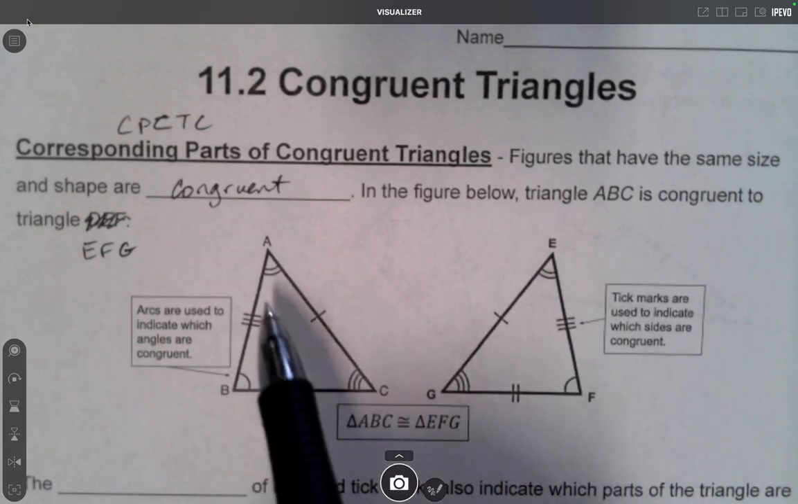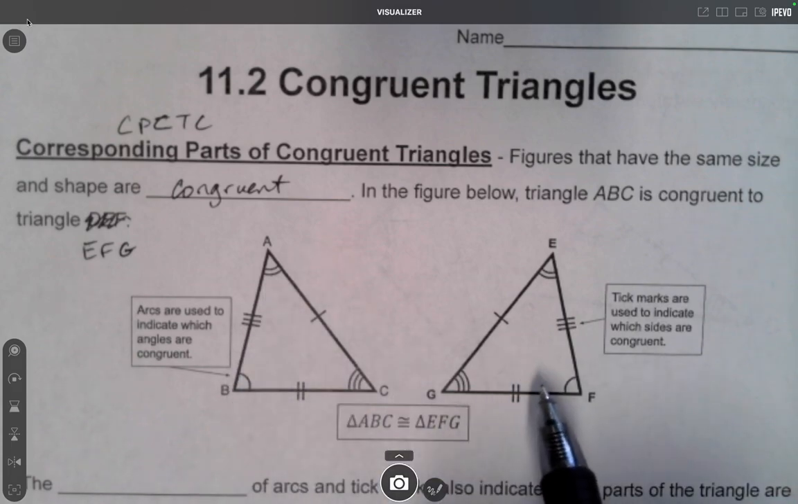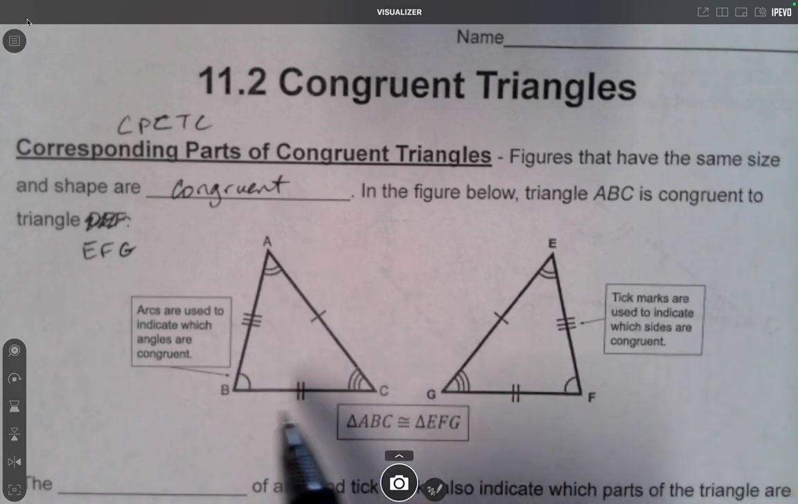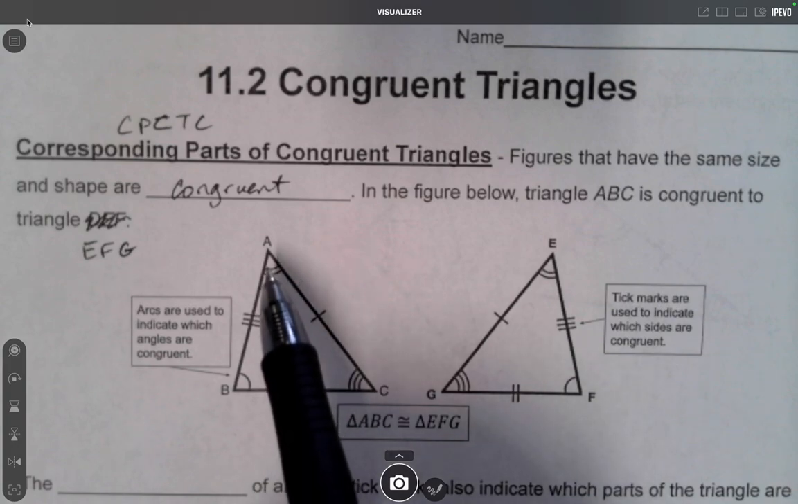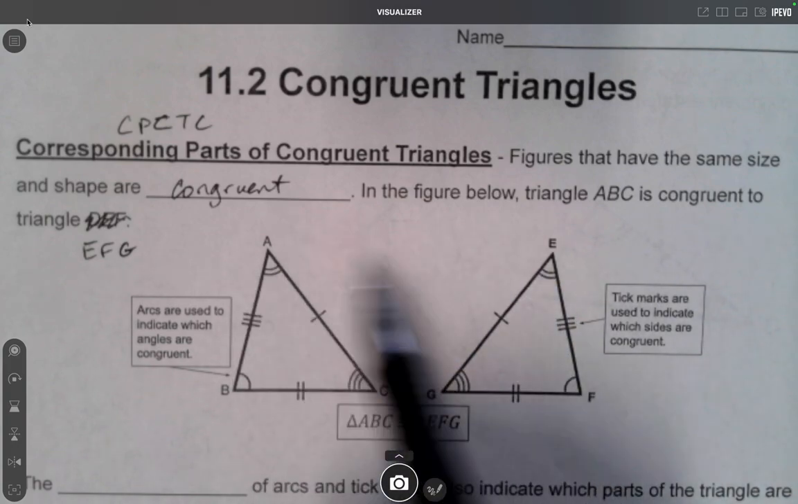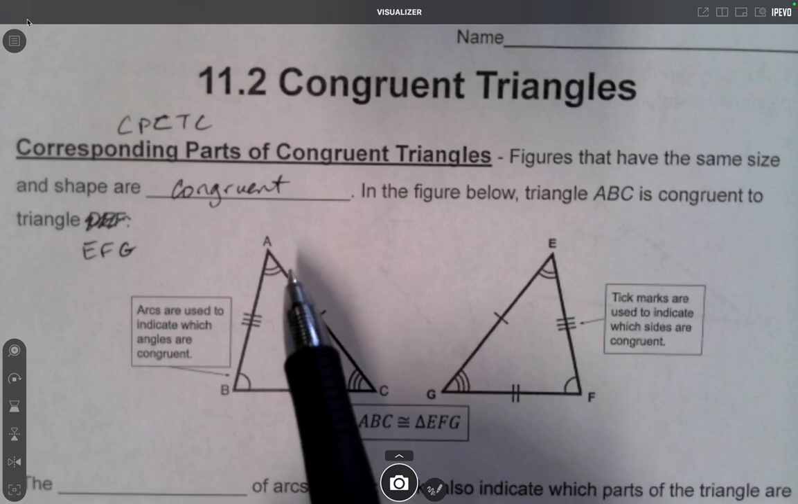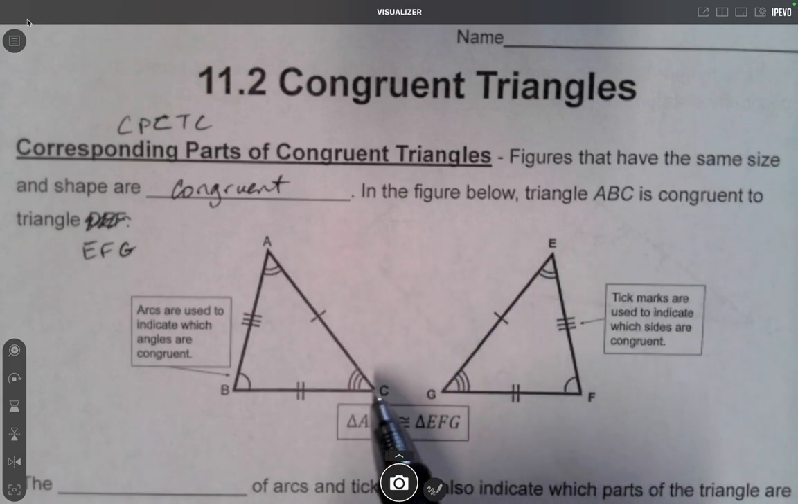You can see angle B and angle F are congruent. They have one arc, so a single arc. Angle A and angle E have two marks, or two arcs, so they're congruent. And then angle C and angle G.